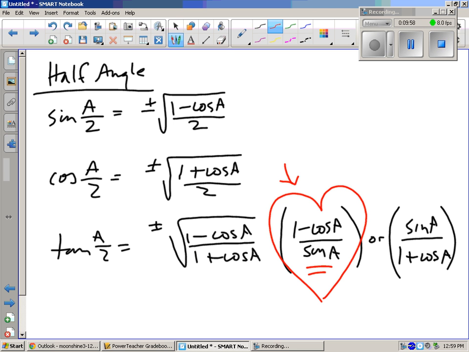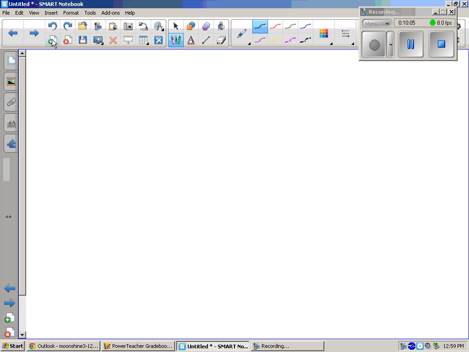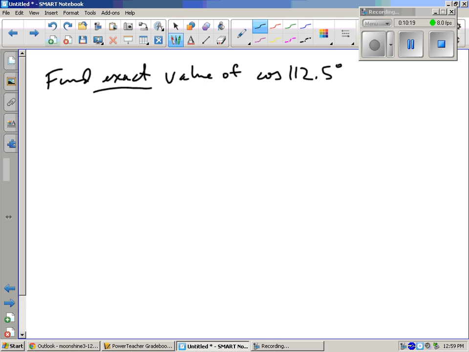All right, let's try one problem with this, and then we will be done for the day. Okay, I want to find the exact value, so that tells me I need to use my circle, of the cosine of 112.5 degrees. Well, that is not one that we memorized on our circle.